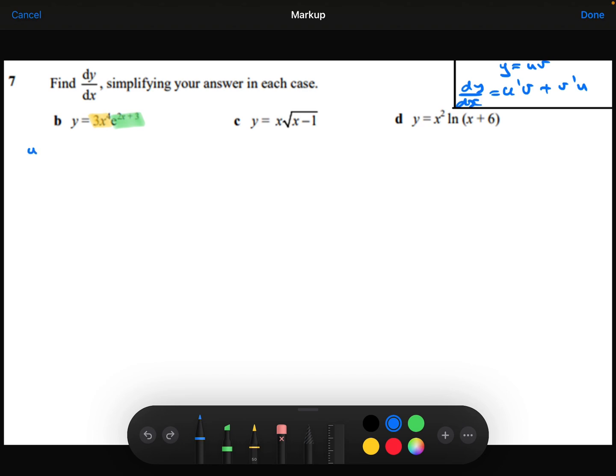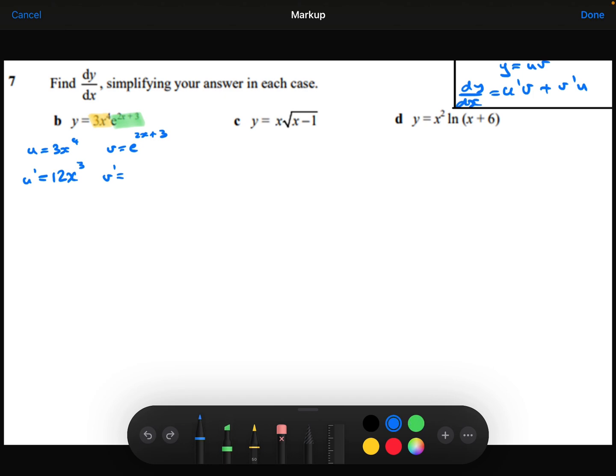So I'm going to say that my u function is 3x to the power 4, and I'm going to say that my v function is e to the power 2x plus 3. So differentiating my u function, differentiating this 3x to the power 4, I'll get 12x to the power 3. Now differentiating my exponential function. Well, notice in this case we have got the 2x plus 3 inside the exponential function. So therefore we're going to have to use the chain rule.